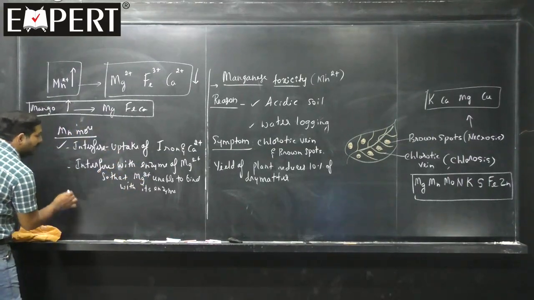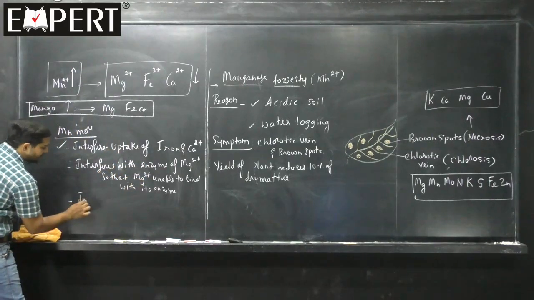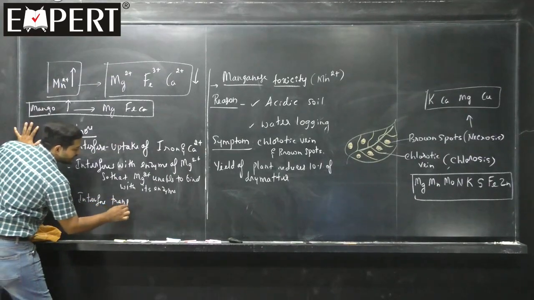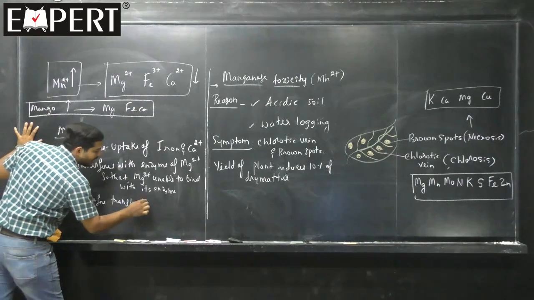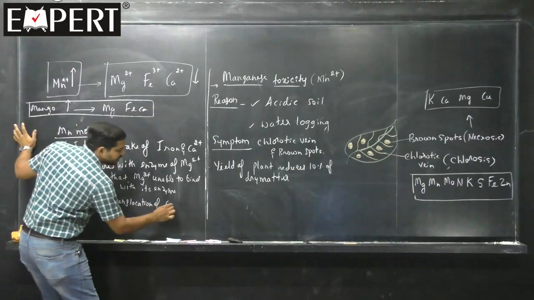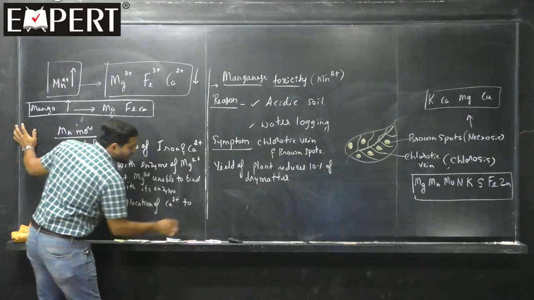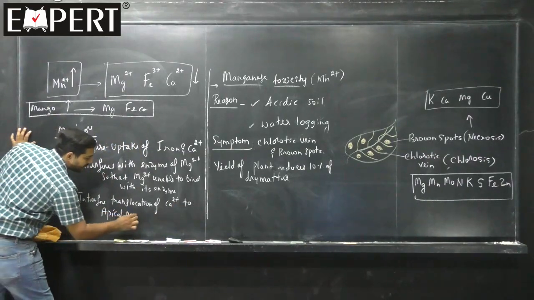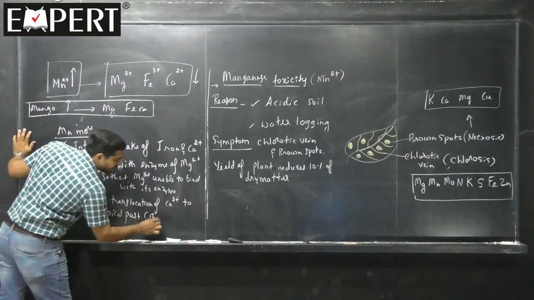Third point, manganese interferes with translocation, meaning movement, translocation of calcium to the apical portion, apical parts, preferably to the shoot apex.